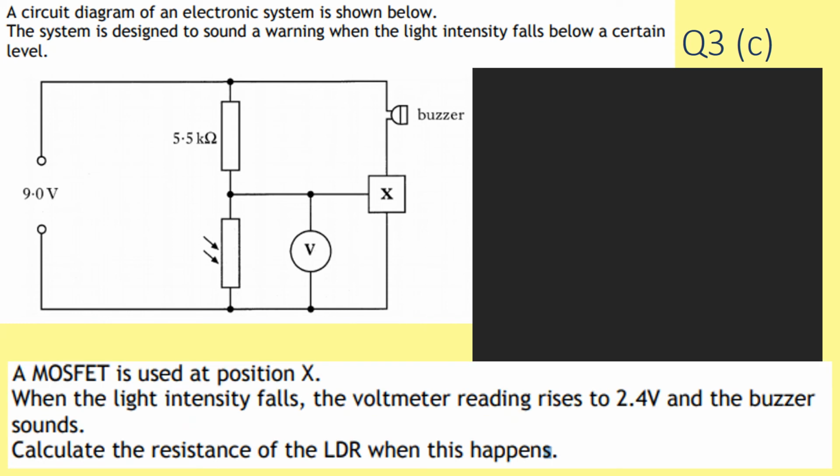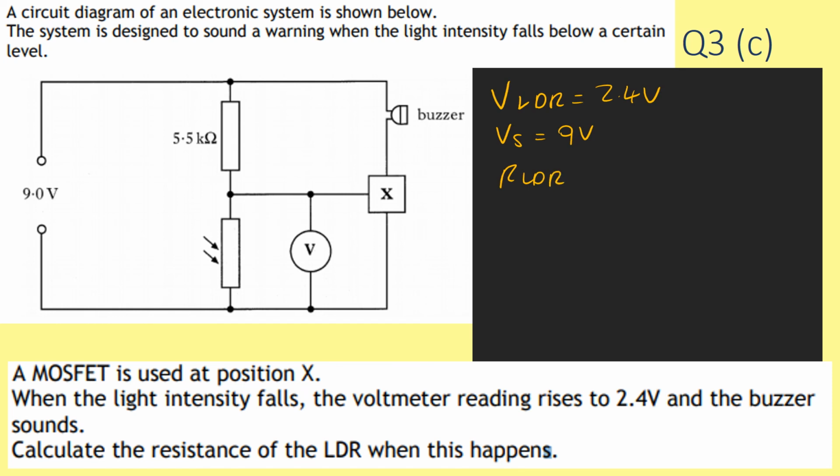A MOSFET is used to position X. When the light intensity falls, the voltmeter reading rises to 2.4 volts and the buzzer sounds. Calculate the resistance of the LDR when this happens. So the voltmeter is recording the voltage across the LDR. So we can say V LDR is equal to 2.4 volts. The supply voltage Vs is equal to 9 volts. We want to find the resistance of the LDR.